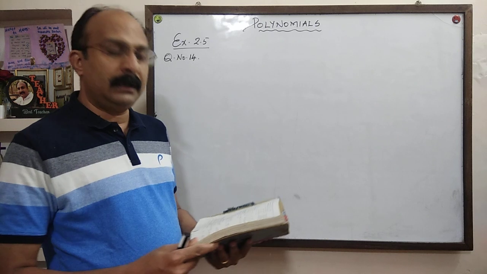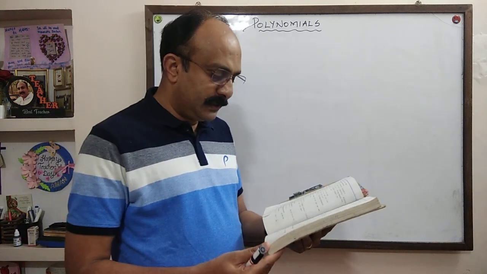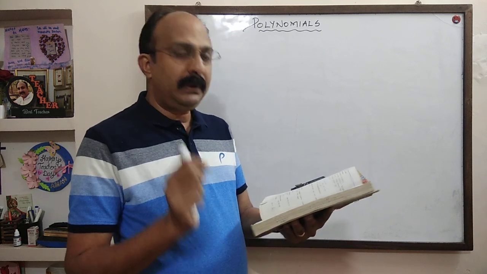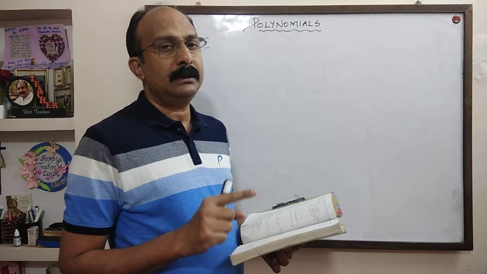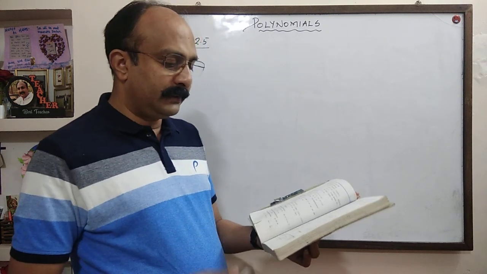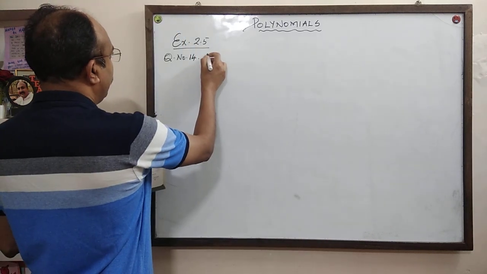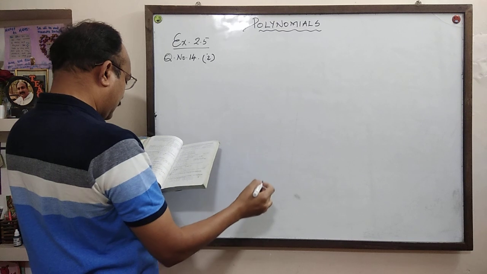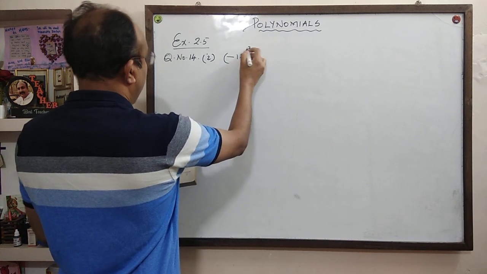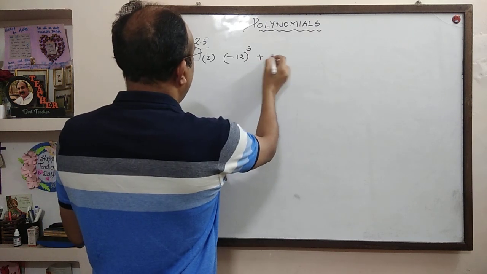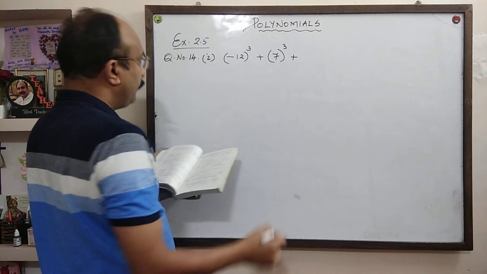Question number 14 is, without actually calculating the cubes, find the value of each of the following. Without actual calculation, find the value of the following. Question number 1: minus 12 cube plus 7 cube plus 5 cube.